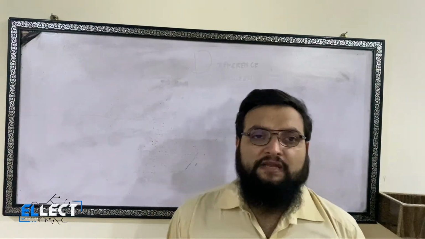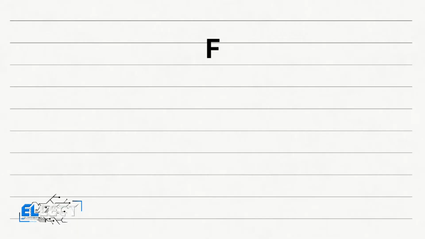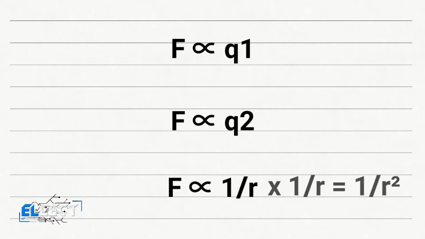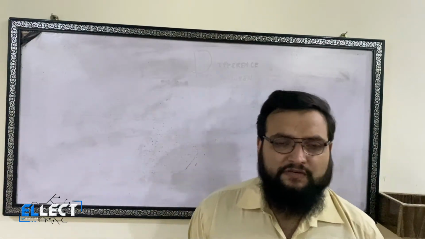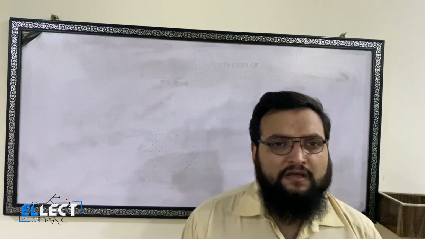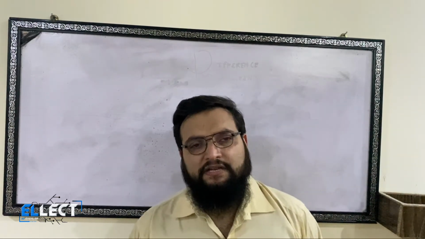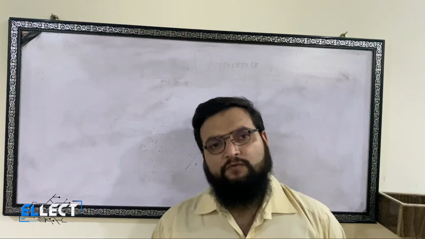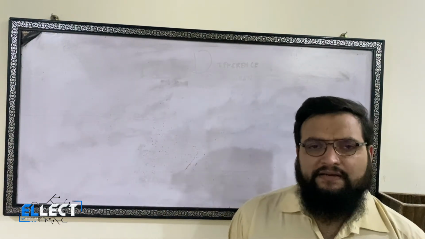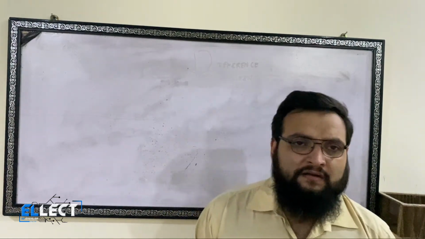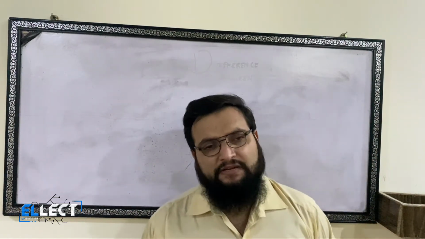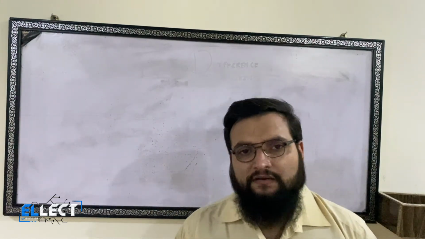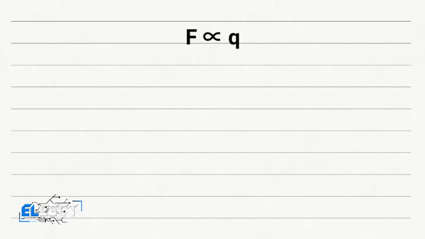Okay. So now coming to the point that firstly F is directly proportional to q1, F is also directly proportional to q2, and F is inversely proportional to 1 over r. When we take the quantity in the denominator, it means inversely proportional, but in multiplication the quantities are directly proportional. By combining all these parameters, we can derive an equation: F is directly proportional to q1 q2 over r square, as shown.